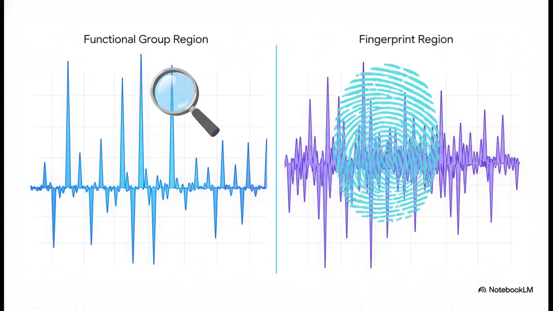It's kind of like noticing a suspect has a prominent tattoo or bright red hair. But then on the right, you have the fingerprint region. This part is complex, it's a bit messy, and it's absolutely unique to that one specific molecule. This is where you make the positive, one-of-a-kind ID.